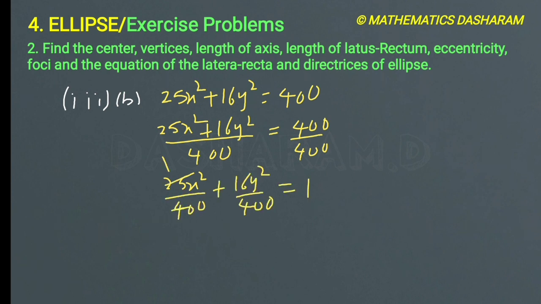25 ones are 25, remainder is 15 and the next digit is 0. So 25 6s are 150. Next is 16 ones are 16, 16 2s are 32 and 16 5s are 80. So then the standard form is x square by 16 plus y square divided by 25 equals 1.